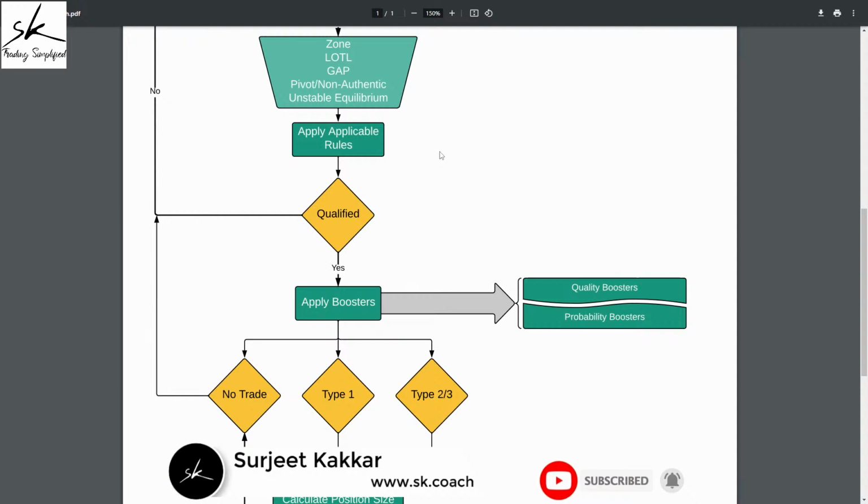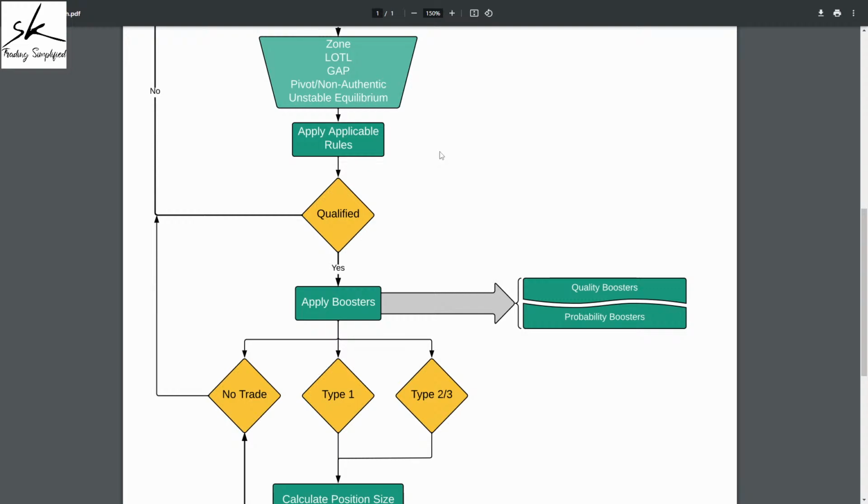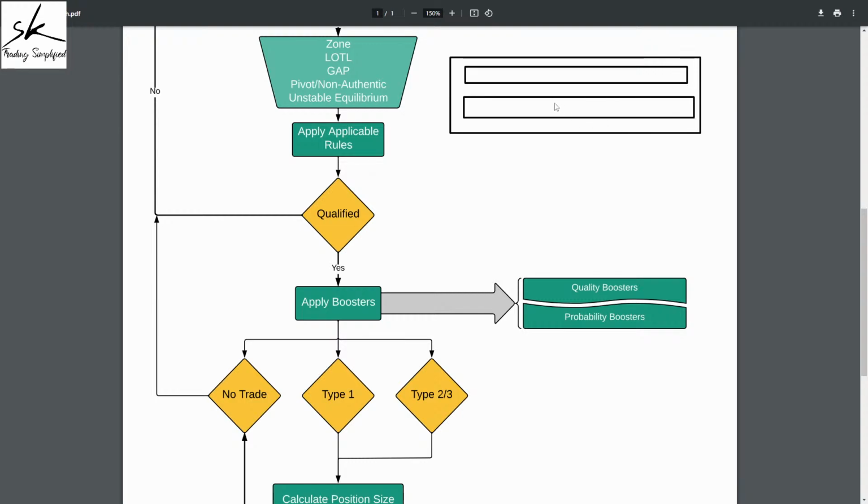And how do we verify that? It's a very simple concept. So let's assume that we have an intermediate time frame zone, and the same intermediate time frame zone divides into multiple zones on the lower time frame. So whenever your intermediate time frame zone divides into multiple zones on the lower time frame, we call it a case of level on top of level.